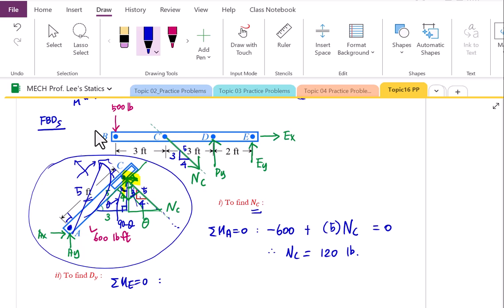E of x, E of y, they cannot create the moment because they are passing through. That is why we chose point E for this moment consideration. And then let's move to point D. Point D, D of y, will create the moment above point E.